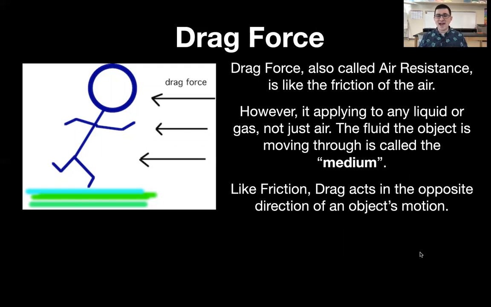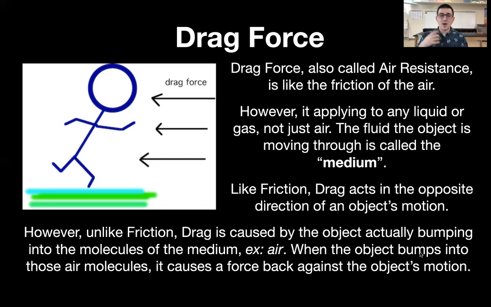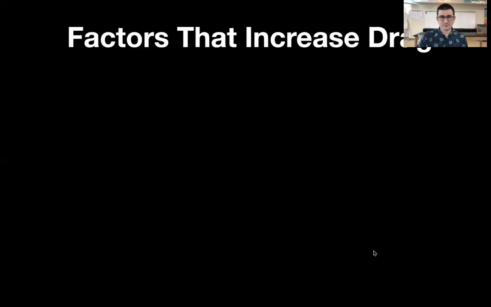Like friction, drag acts in the opposite direction of motion, but unlike friction, drag is caused by actually bumping into the molecules of the medium. So for example, air. When we bump into the air molecules, it causes a force that pushes back on us and slows us down. So what are the factors that increase drag?